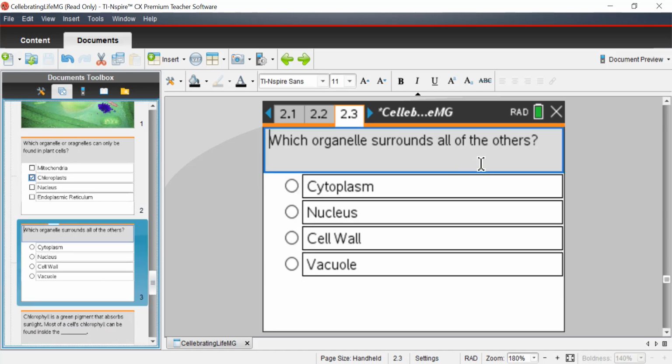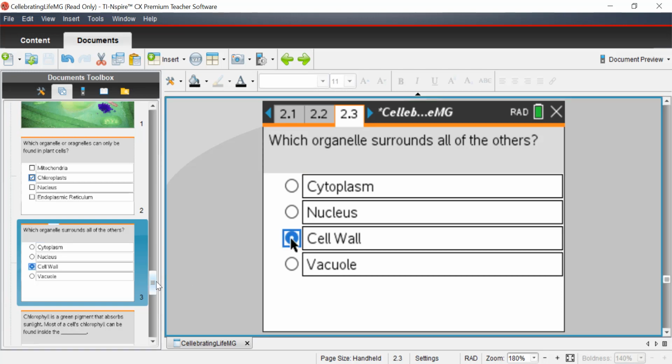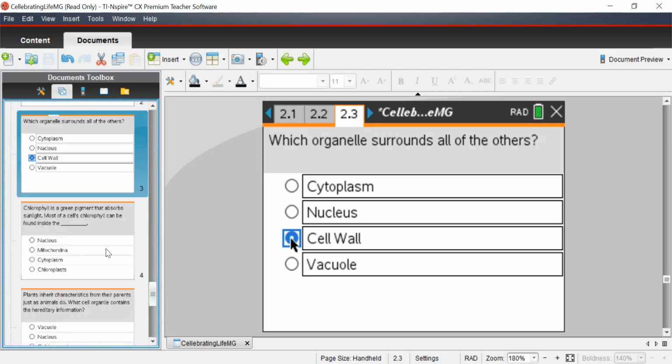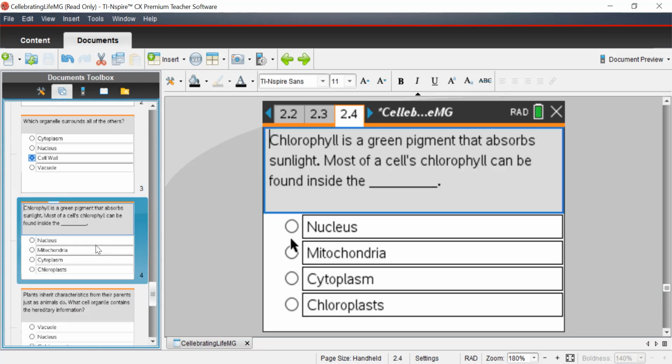Next question, which organelle surrounds all of the others? This is a cool question. I think this one's neat. So cytoplasm, kind of, sort of, but not completely. Remember, cytoplasm is cytosol plus organelles. Nucleus, no, nucleus is sort of surrounded by everything else. Cell wall, that sounds pretty good. And vacuole, no, that's just another organelle. So cell wall surrounds all of the others. It's kind of like the skin in humans. The skin kind of encompasses everything inside of you.